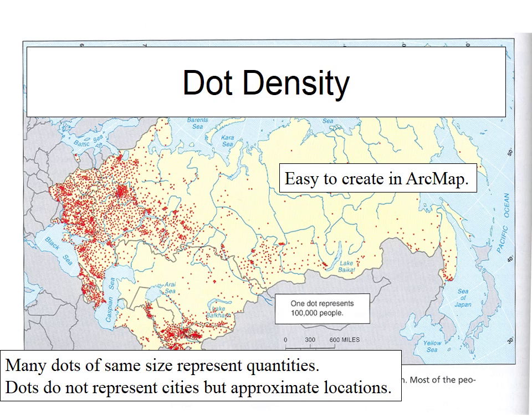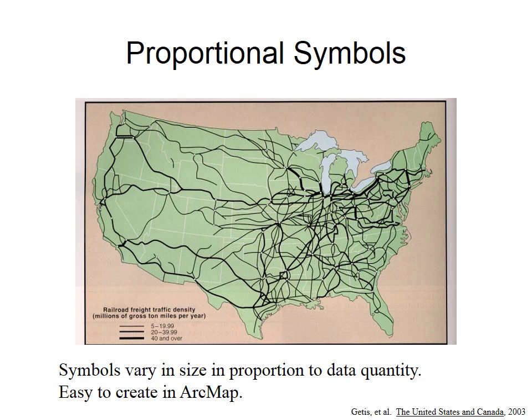This is a dot density map, another type of quantitative thematic map, and very easy to create in ArcMap. Notice the key quality is that many dots of the same size represent quantities, and the dots are not exact locations or cities. On this map, one dot represents 100,000 people, but it's just a general location, so that a dot represents 100,000 people in that general area.